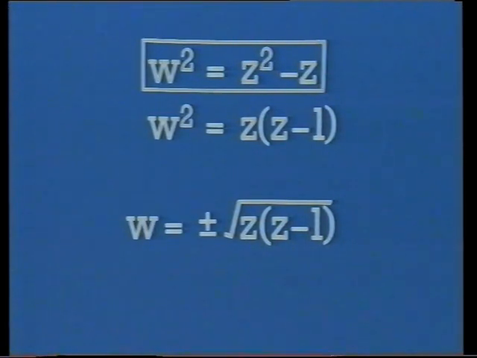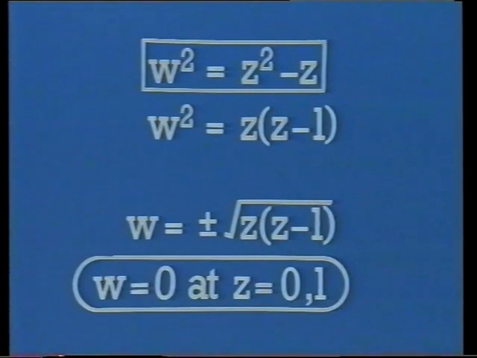So again, we have two values of w for each z, except for z equals 0 and 1, where we have only one root, w equals 0 in each case. In fact, we get a branch point in each case. Consider z equals 0 first. And remember what's required for a branch point over z equals 0.